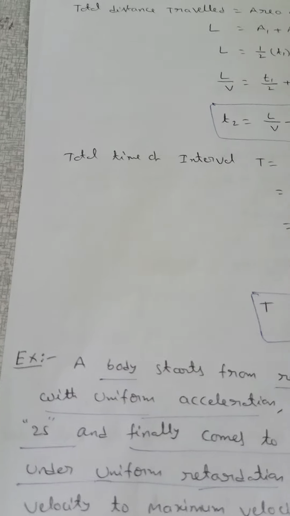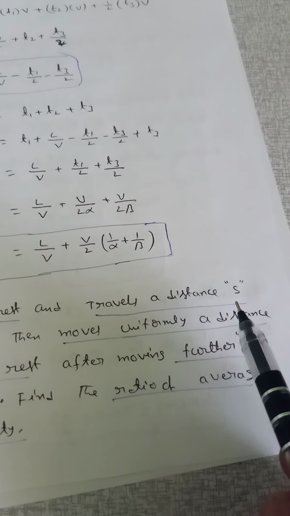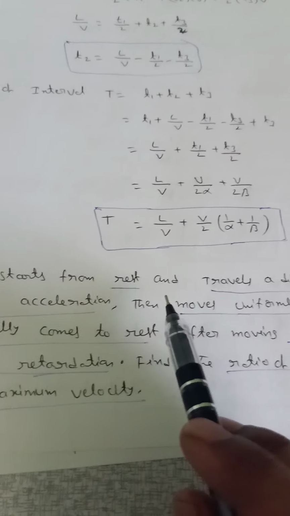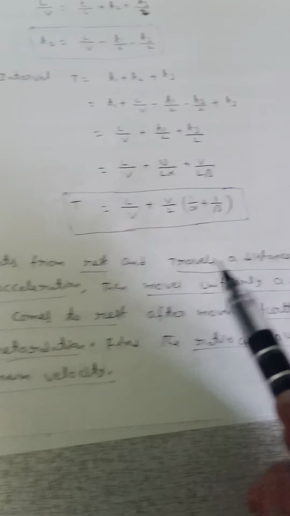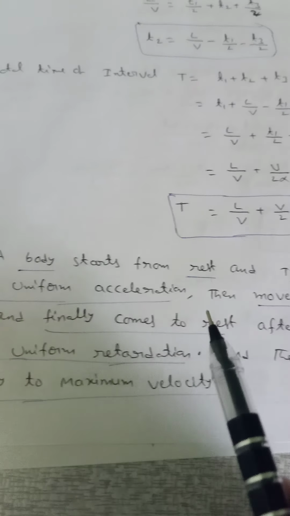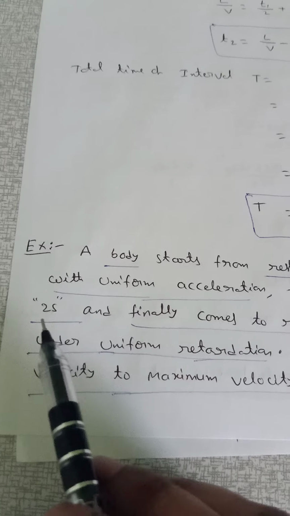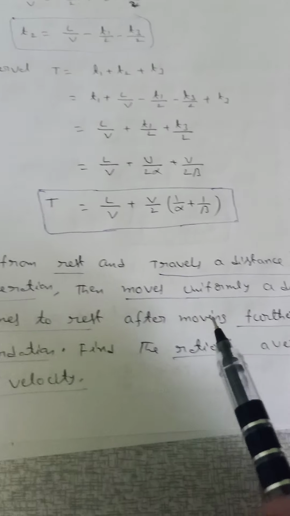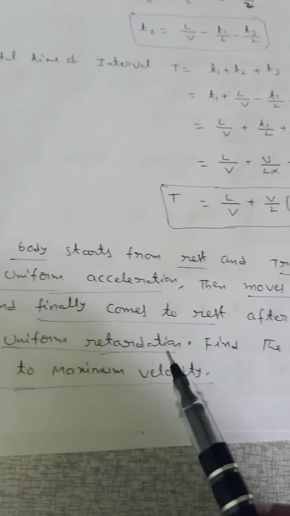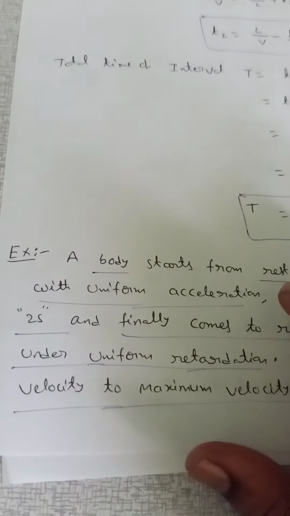This is another important model. Next, another one: a body starts from rest and travels a distance s with uniform acceleration, then moves uniformly a distance 2s and finally comes to rest after moving a further 5s under uniform retardation. Find the ratio of average velocity to the maximum velocity.